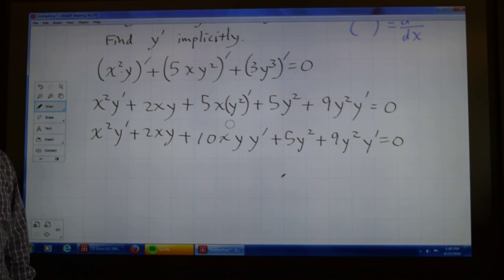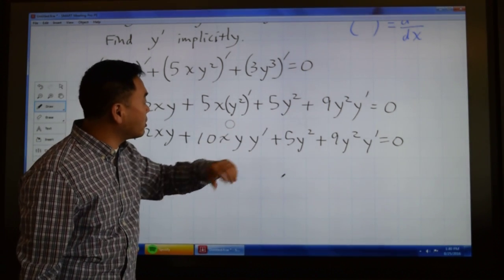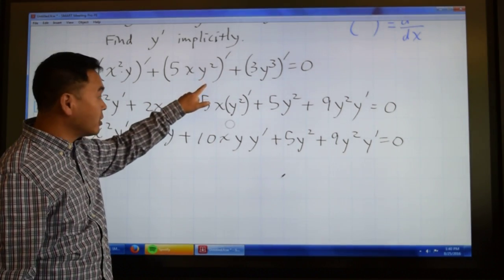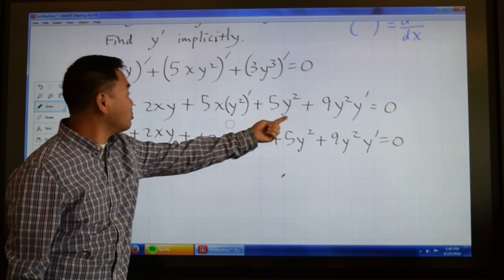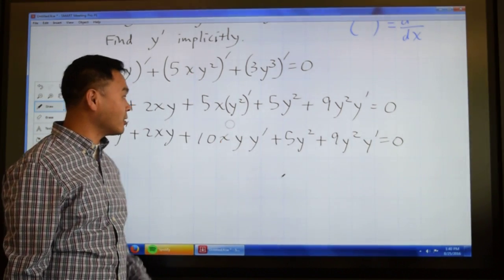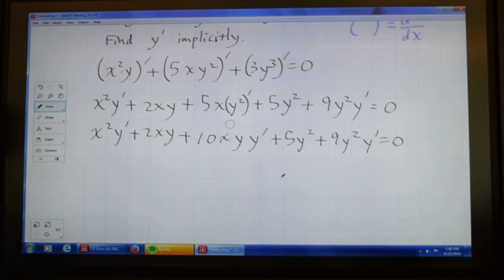Yes? What about the 5y squared? This 5y squared was created because I was using the product rule, right? And this one was created by differentiating 5x. So that gave me 5. So that's all you have.